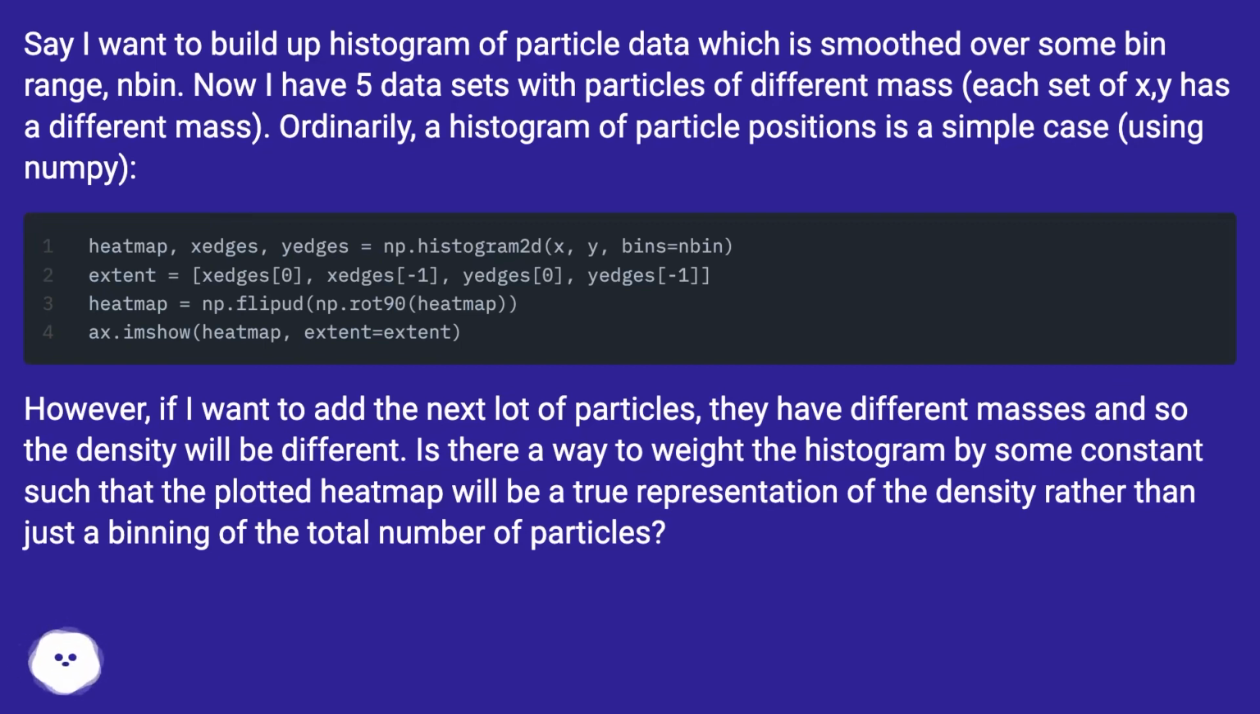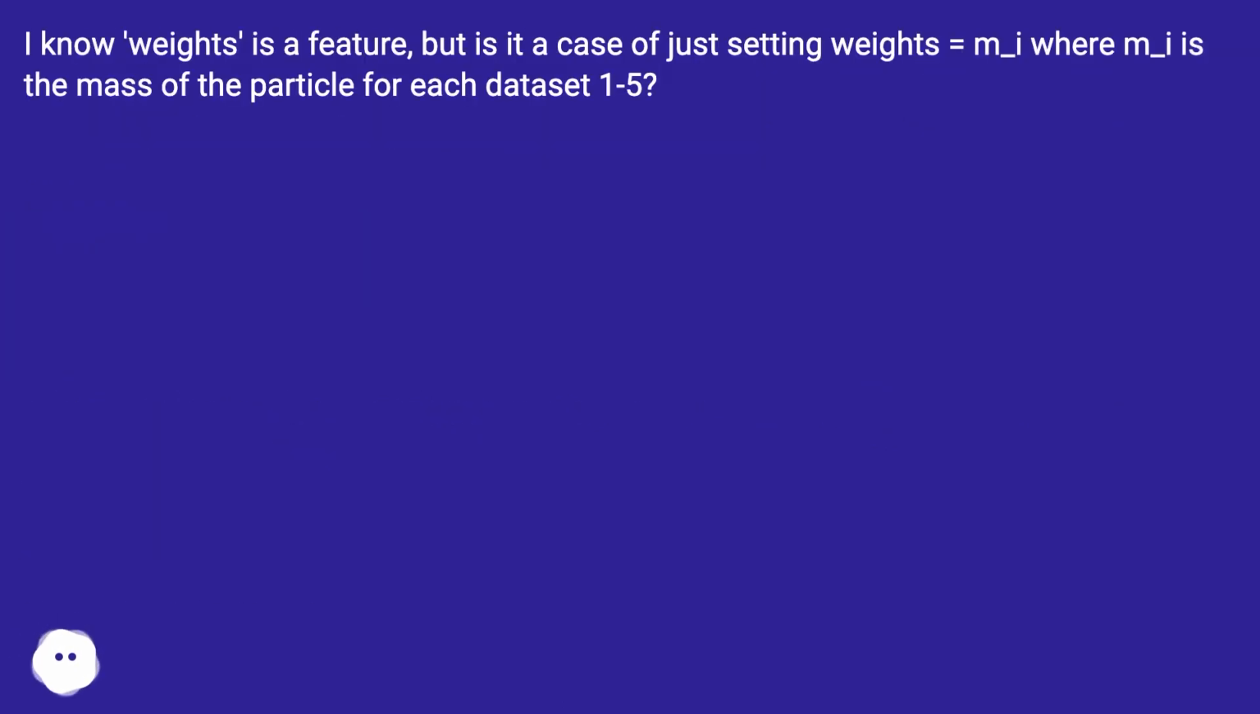However, if I want to add the next lot of particles, they have different masses and so the density will be different. Is there a way to weight the histogram by some constant such that the plotted heat map will be a true representation of the density rather than just a binning of the total number of particles? I know weights is a feature, but is it a case of just setting weights equals m_i, where m_i is the mass of the particle for each dataset 1 to 5?